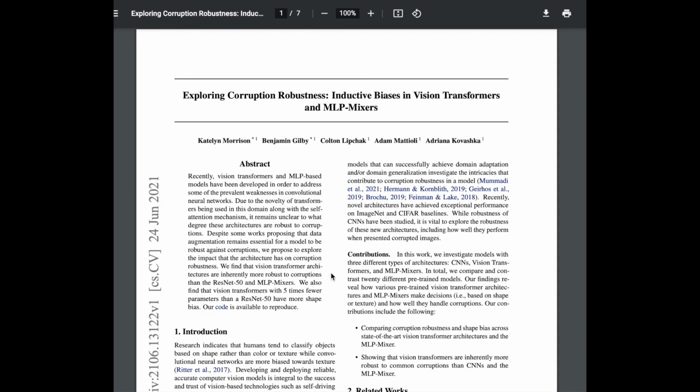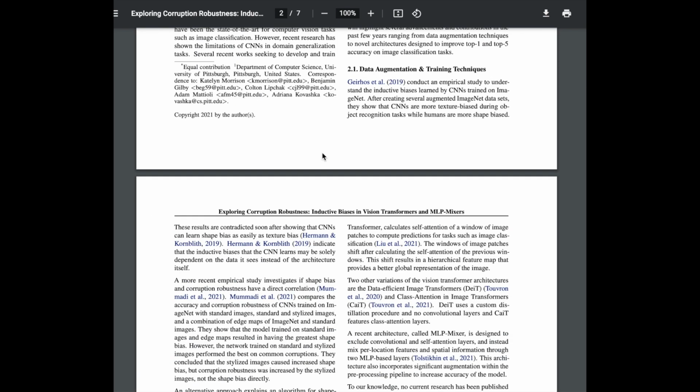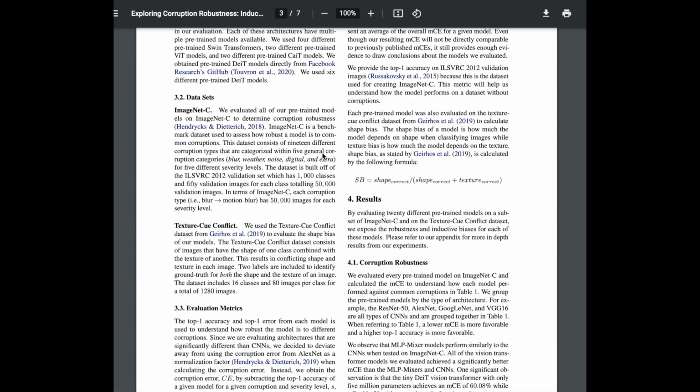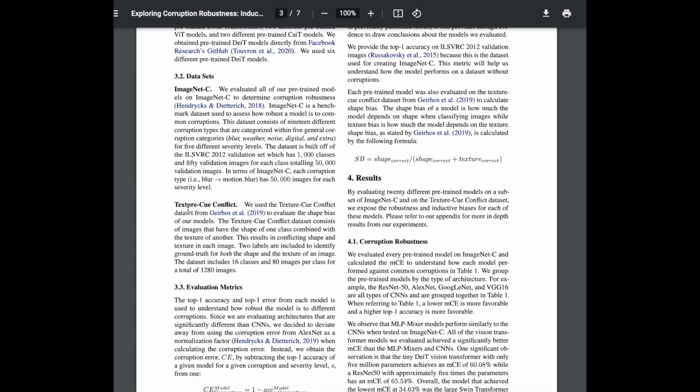In a similar vein, trying to understand the different inductive biases introduced by architecture design, is this paper, Exploring Corruption Robustness: Inductive Biases in Vision Transformers and MLP-Mixers, which is looking to drill into the failure modes of these different architecture designs. The datasets it's using are ImageNet-C and Texture Cue Conflict. These are two strategies for producing corrupted data.